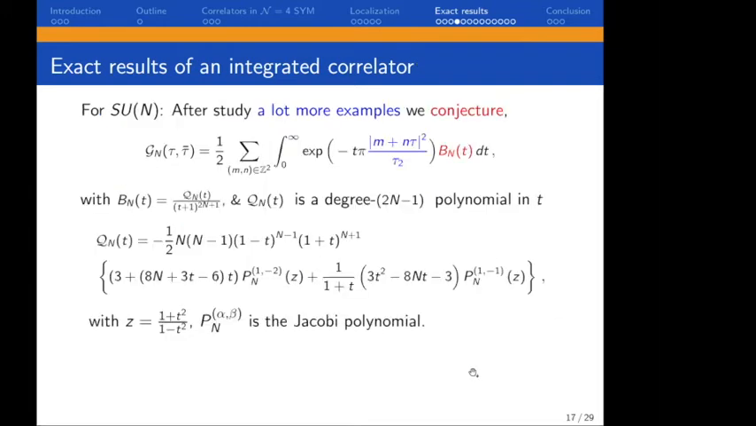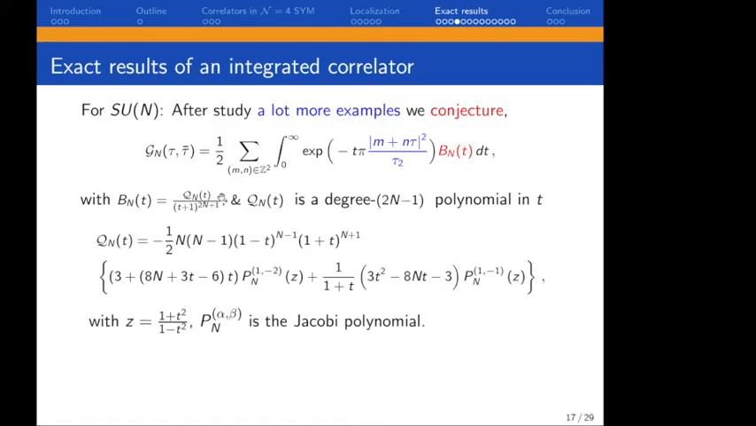We would like to generalize this to SU(N), clearly. Again, I won't bother you with a lot of examples. We studied a lot more examples, and that allows us to make a conjecture that for SU(N), the integrated correlator takes exactly the same form I emphasized for the SU(2) case, and the only change is this rational function. Now I call it B_N(t). It is a rational function of t depending on N.